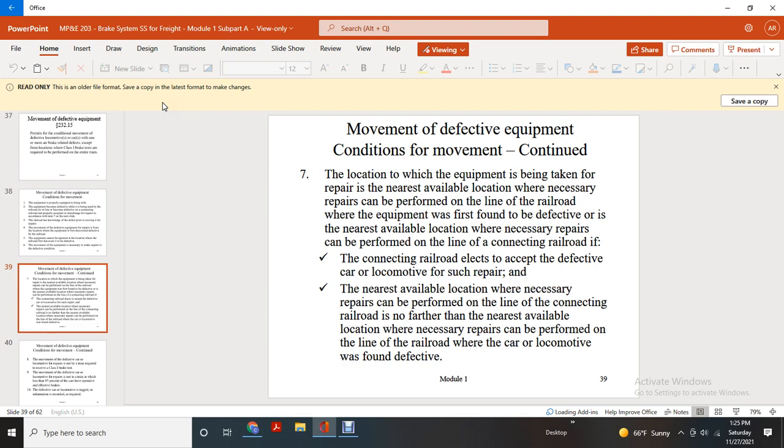Movement of defective equipment: conditions for the movement to continue. The equipment is being taken to the nearest available location for the necessary repair, if it can be performed on line. If the nearest repairs can be performed on the line of the connecting railroad, the connecting railroad may elect to accept the defective car or locomotive for repairs at the nearest available location. The necessary repair performed on the connecting railroad is not farther than the nearest available location where repairs can be performed on the railroad where the car or locomotive was found defective.